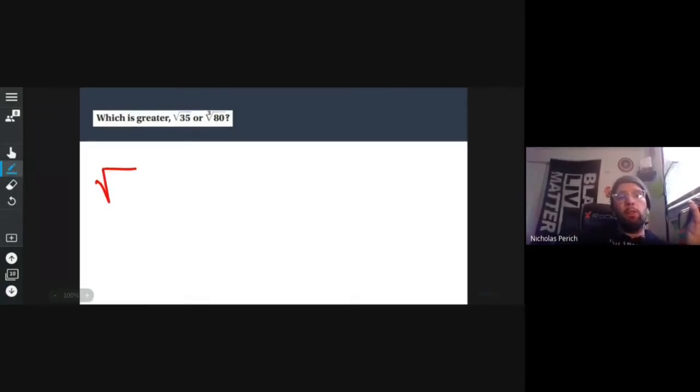Square root of 35, cubed root of 80. By the way, I'm using Siri to do all my messy work. You could easily use Alexa. You could use OK Google, Hey Google, whatever. If you have an Android, I'm sure it'll do it too. You can type into Google, what is the square root of 35? What is the cube root of 80? And it'll tell you the answer.